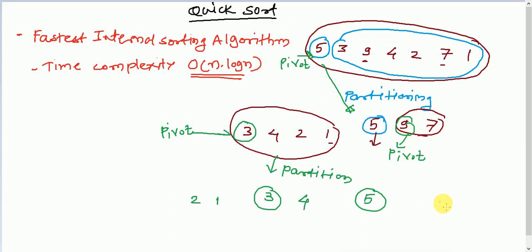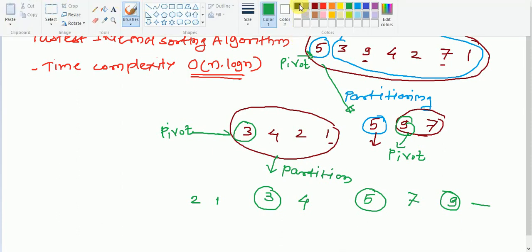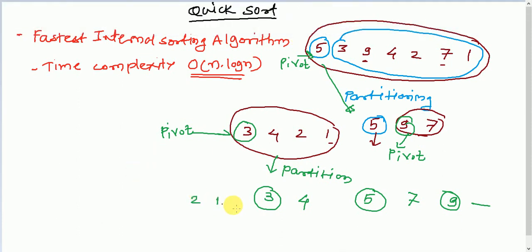9 is the pivot element in this particular array. So on the left side of 9, elements smaller than 9 will come, and on the right side, elements greater than 9 will come. There is no element on the right side of the array. Now if you simply see here, this is already sorted, this is already sorted, this is already sorted. Sorted means they are at the right position because they are pivot elements. Now 4 is a single element, so it is always sorted. 7 is a single element, it is always sorted.